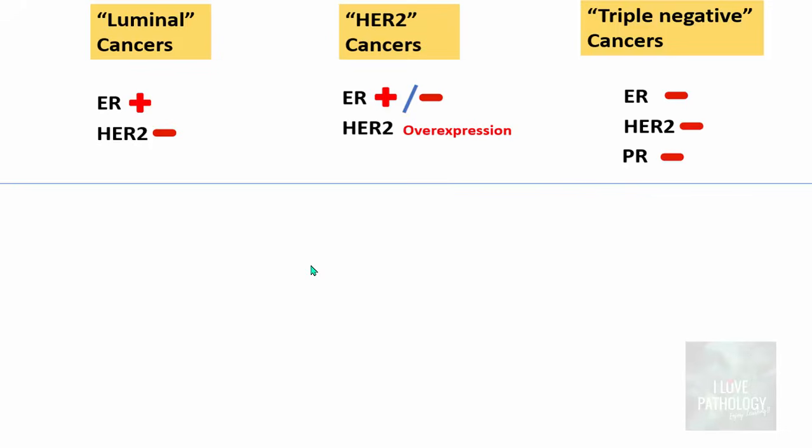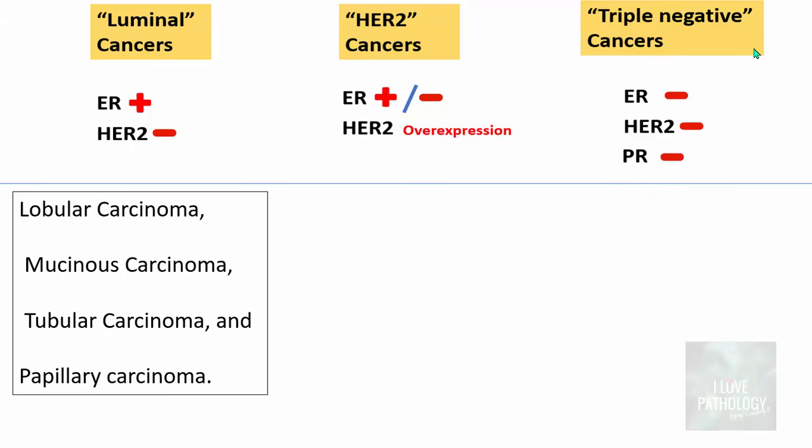For this, let us see the molecular profiling or molecular classification. Initially, in the earlier tutorial, I talked about these three types, right? The luminal cancers, HER2 cancers, and triple negative cancers. Now, what are the special types of cancers which come under luminal cancers? They are lobular carcinoma, as we discussed. Mucinous carcinoma is a type of carcinoma where you find extensive extracellular mucin. Tubular carcinoma, predominantly the malignant cells are in the form of tubules. Papillary carcinoma, you have very beautiful papillae with fibrovascular core. All these are under luminal cancers.